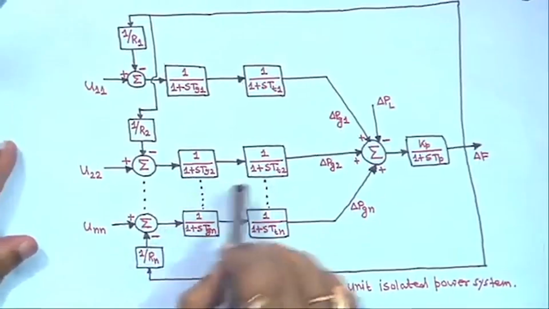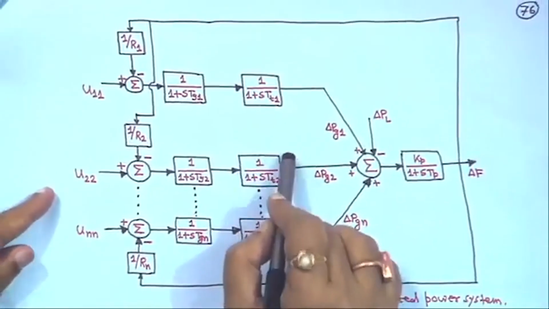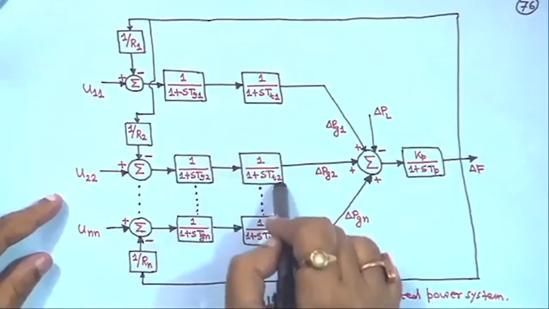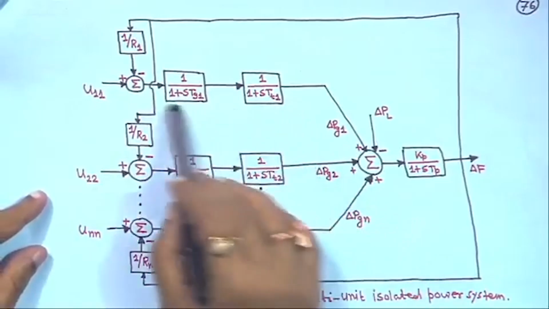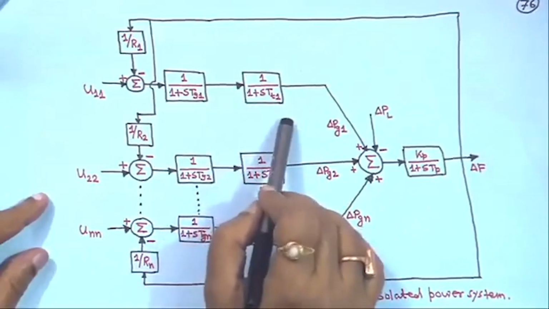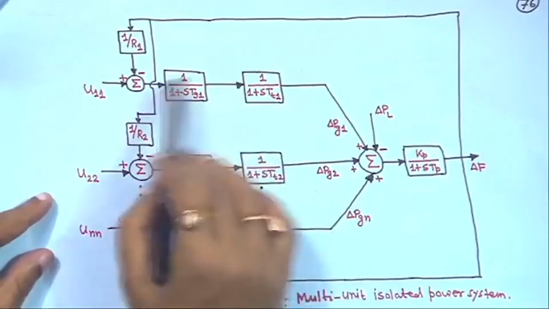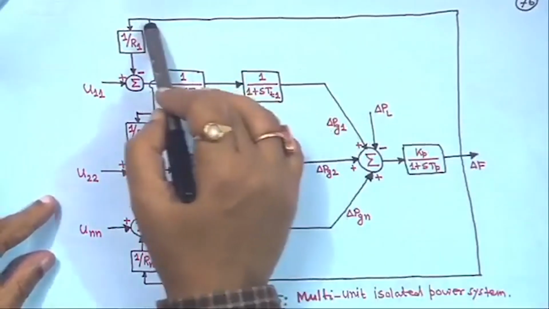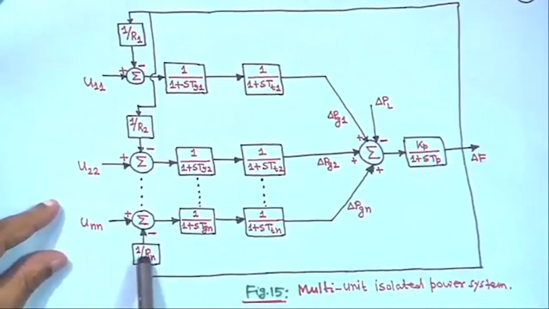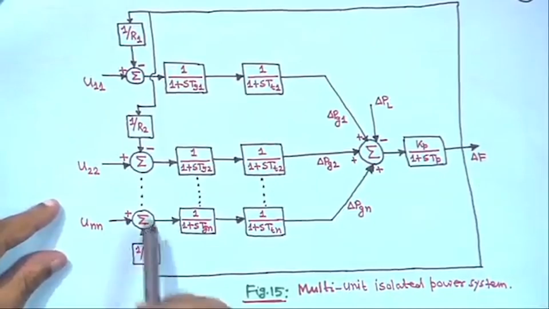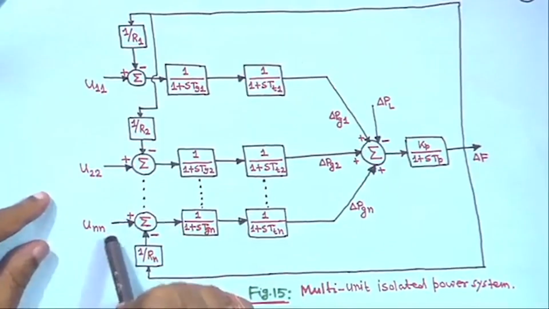This is actually a very simple diagram, so you should not be very much worried about looking at it. First you draw it the way you did for the single area system. Instead of delta Pg, make it delta Pg1. This is the first one, and delta f is the same from everywhere. From delta f, 1 upon R1 comes, from delta f 1 upon R2, up to the nth unit 1 upon Rn, same feedback, plus minus, and this is U11, U22, UNN. What is this? I'll come to it now.